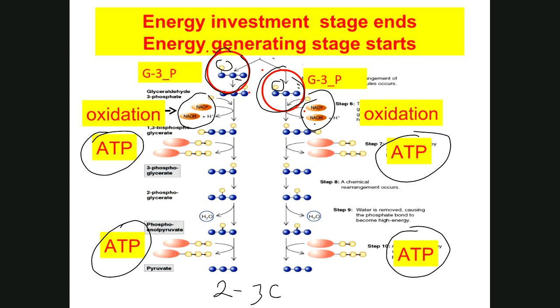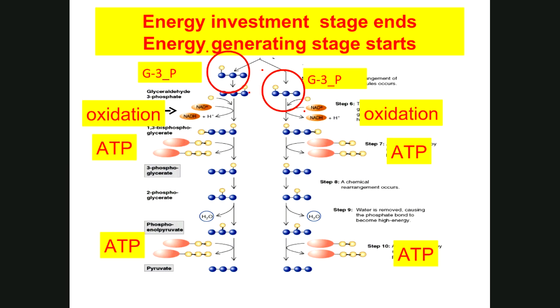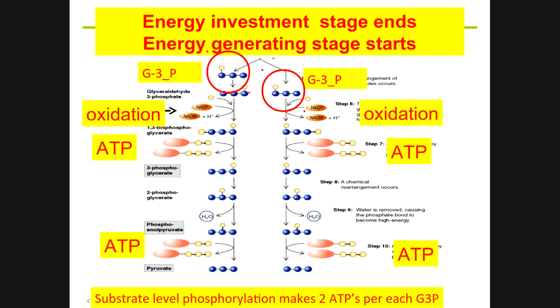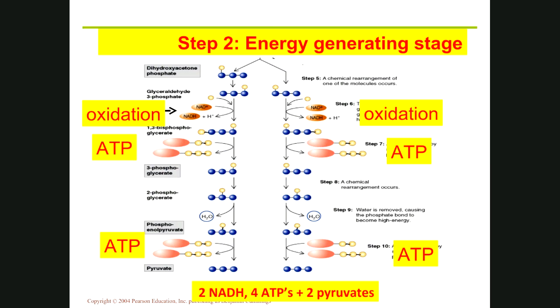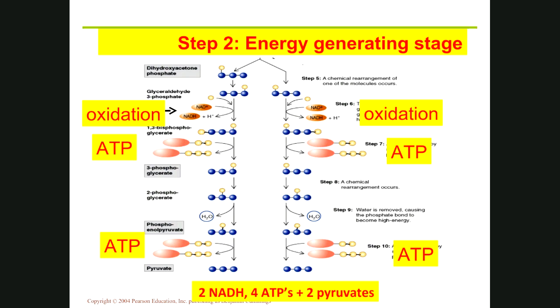So 1 oxidation step per G3P, which means 2 oxidation steps. So we're making 2 NADHs, and we're going to make 2 ATPs per G3P, which means 4 ATPs. Okay, so this is just showing you the 2 ATPs being made and 1 oxidation step. Yeah, the ATPs are being made by substrate level phosphorylation. It's just the removal of a phosphate from one molecule and giving it to another one.